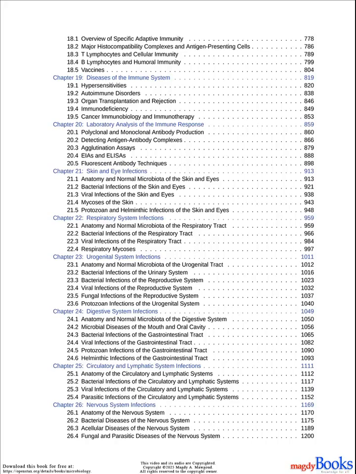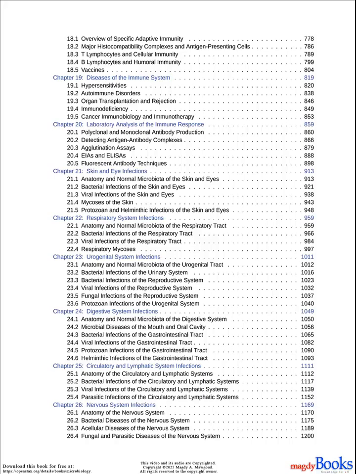22.1. Anatomy and normal microbiota of the respiratory tract. 22.2. Bacterial infections of the respiratory tract. 22.3. Viral infections of the respiratory tract. 22.4. Respiratory mycosis. Chapter 23. Urogenital system infections.